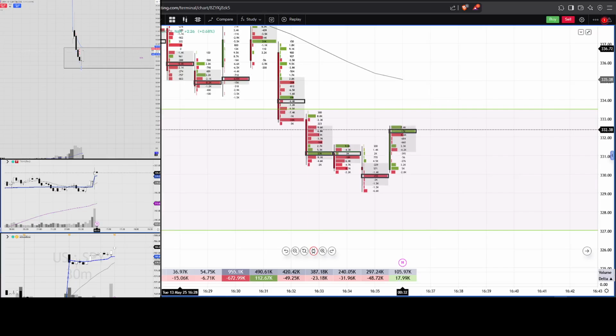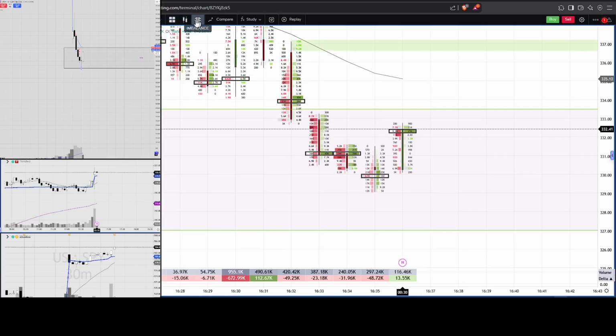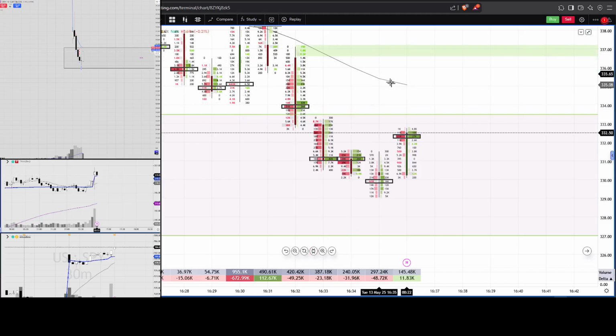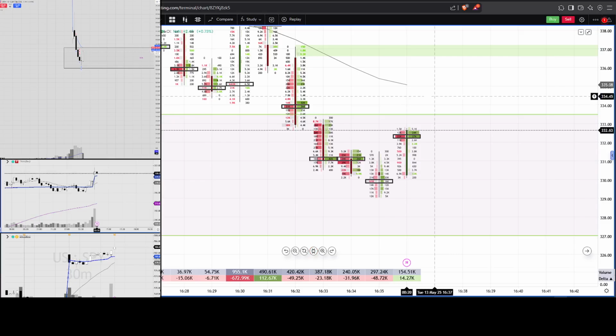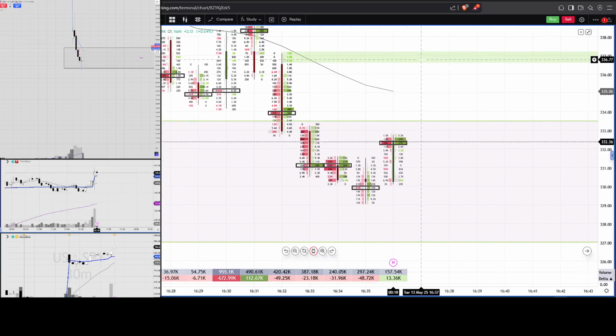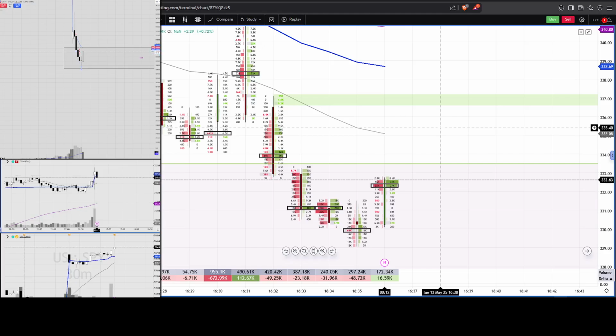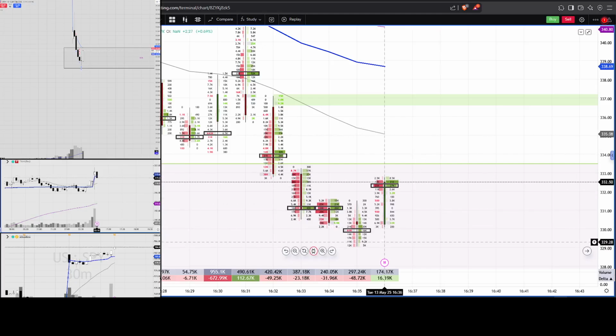I see POCs here. I see POC here. Do I see any area of imbalance? I'm not seeing any area of imbalance, unfortunately. So I'll let the price recover to like 337, and then I'll see what to do. I could have traded a reversal here.